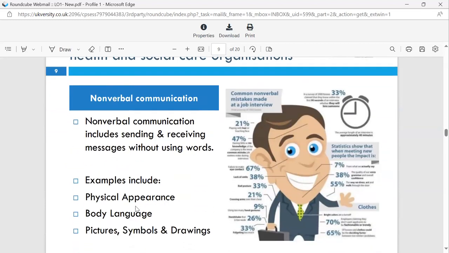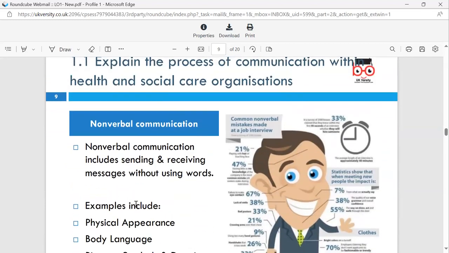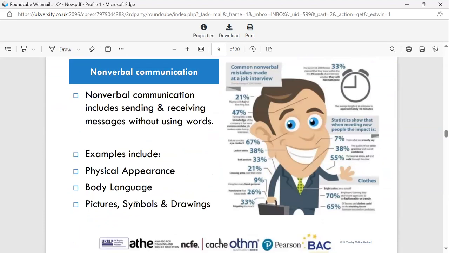1.1, explain the process of communication within the health and social care organisation. So you have non-verbal communication. Non-verbal communication is sending and receiving messages without words. So these could include physical appearance, body language, like we mentioned, pictures, symbols, and drawings. Why are they so important in communication? Pictures, symbols, and drawings. Why do you think they're so important?